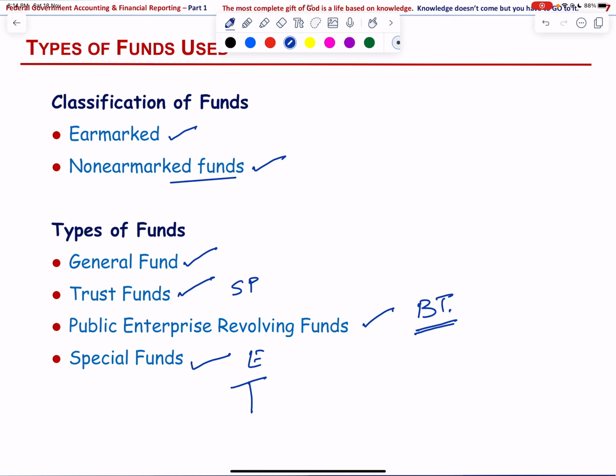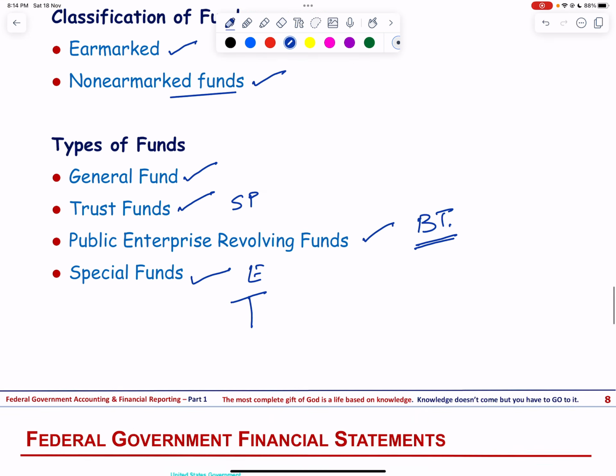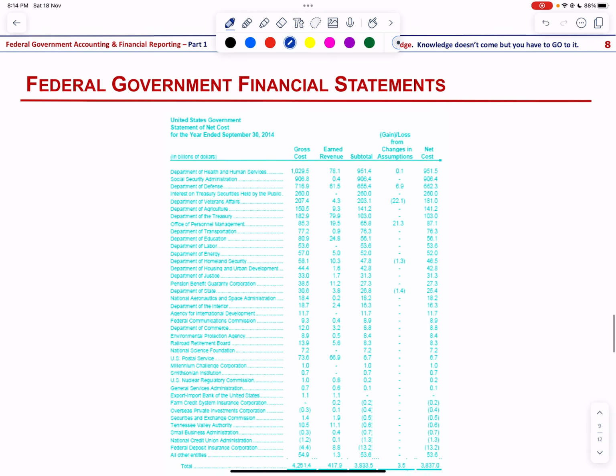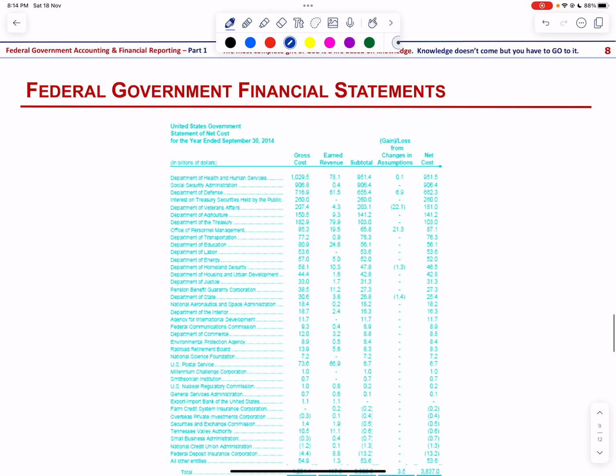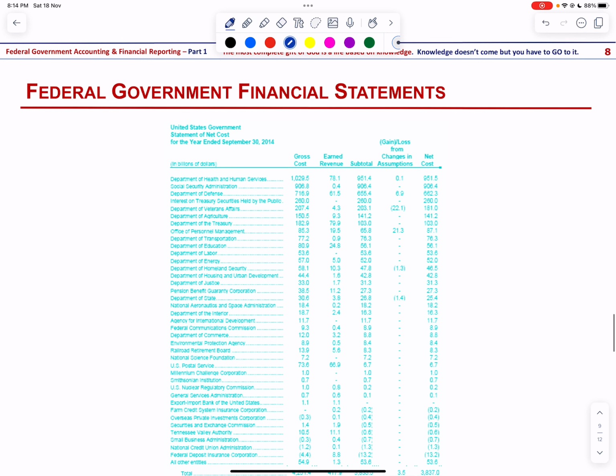Next, let us talk about the federal government financial statements. Now we are going to discuss the accounting framework within the government agencies, and we start with the statement of net cost. And you can see this is for the United States government. This is not for any specific state, but this is for the federal government of the United States, and this is for the year 2014.